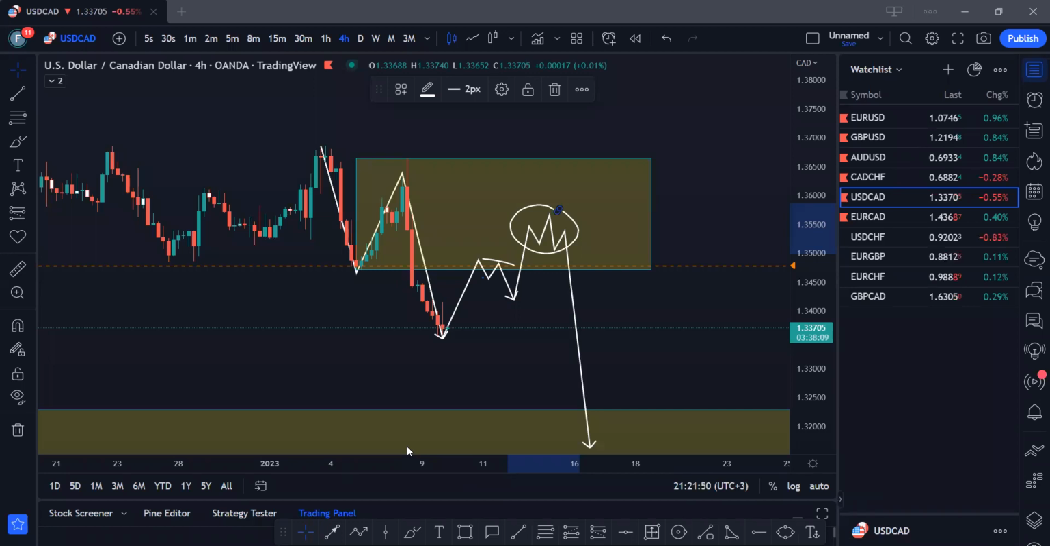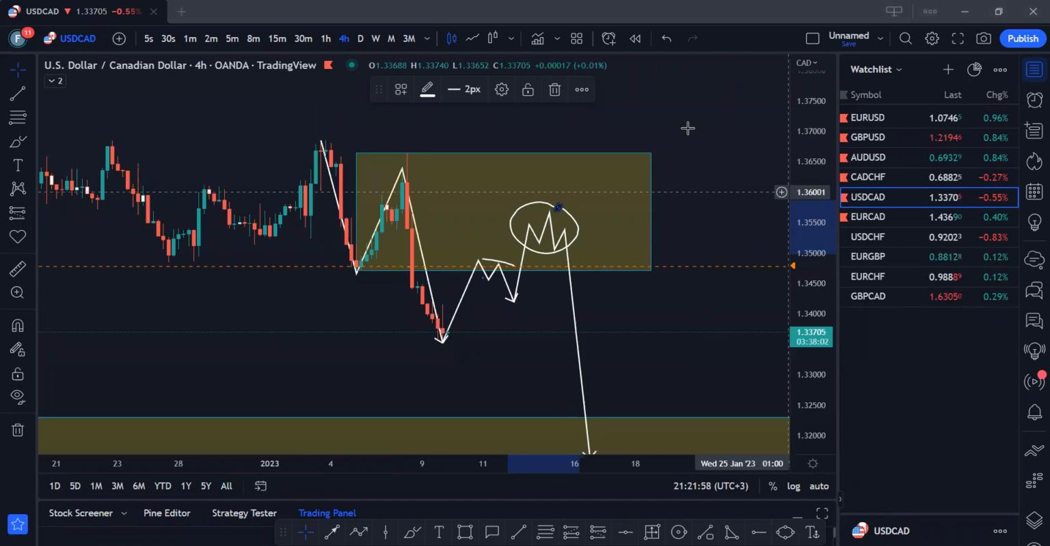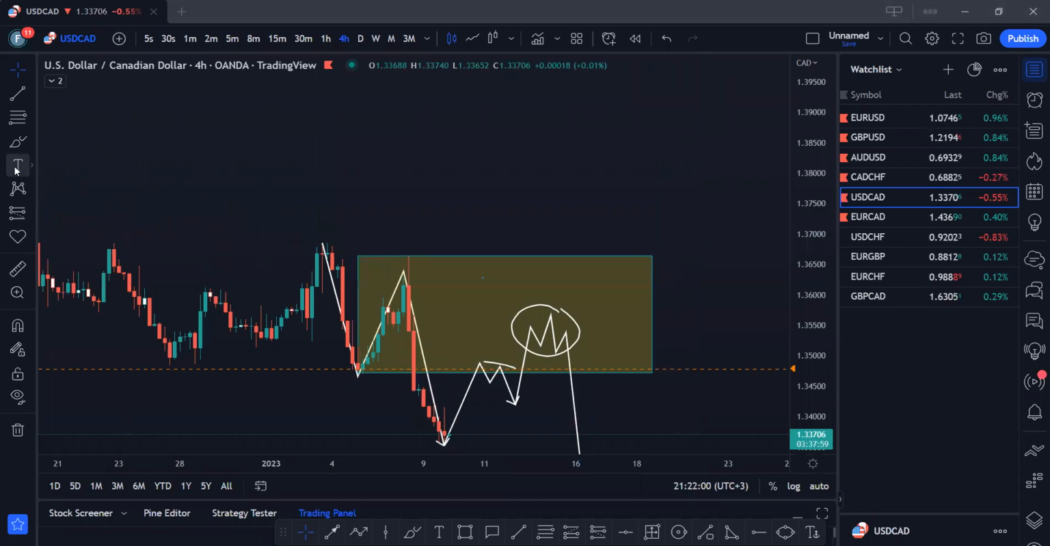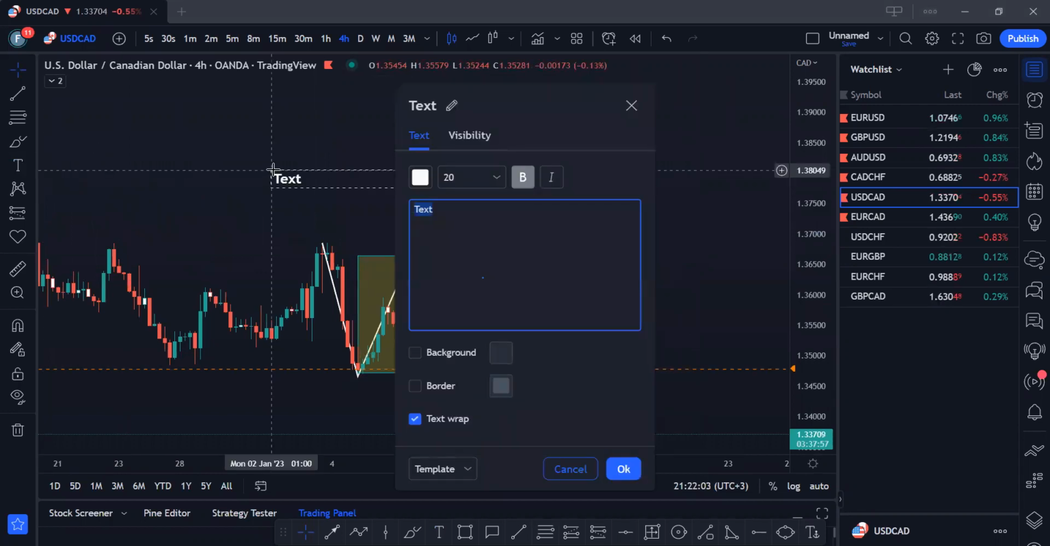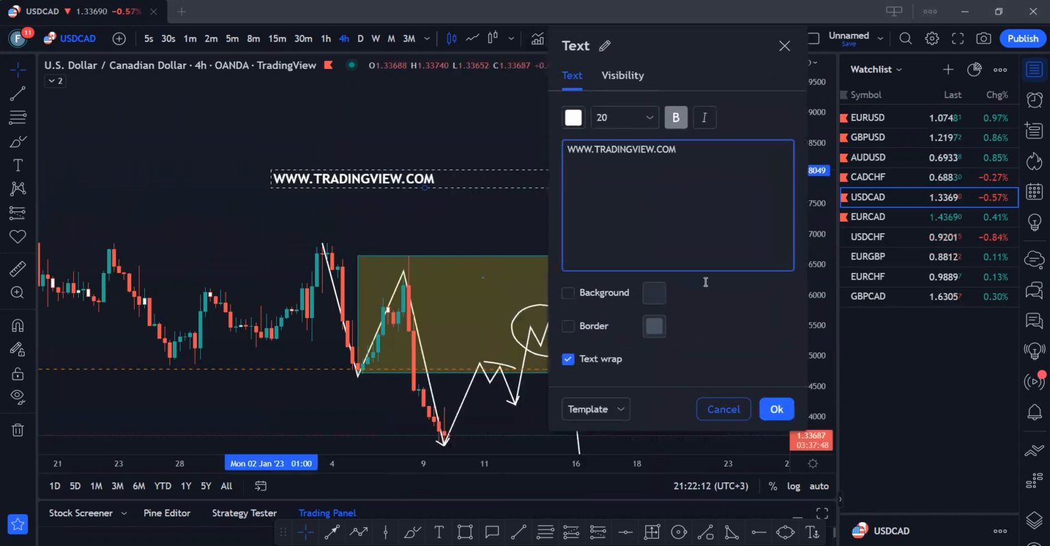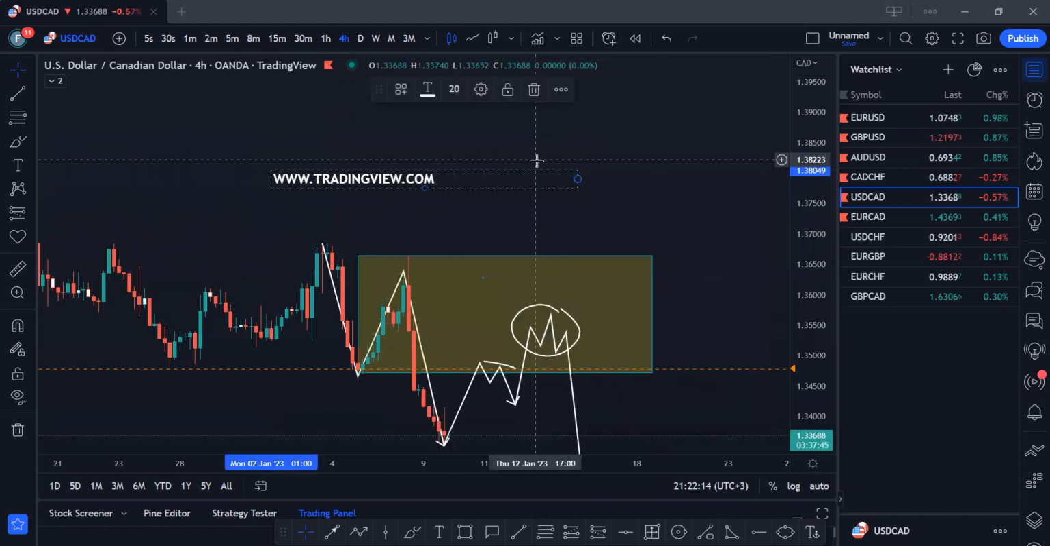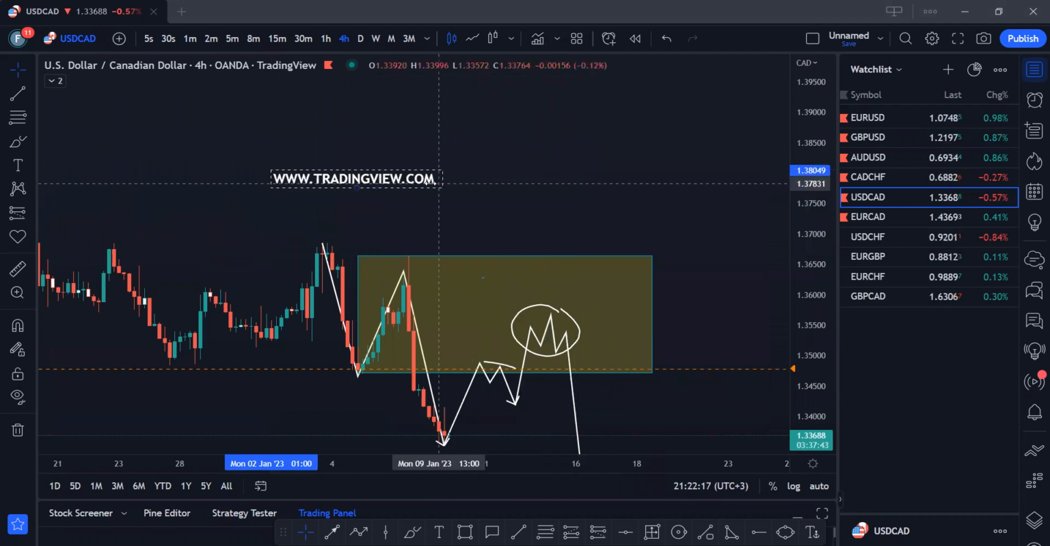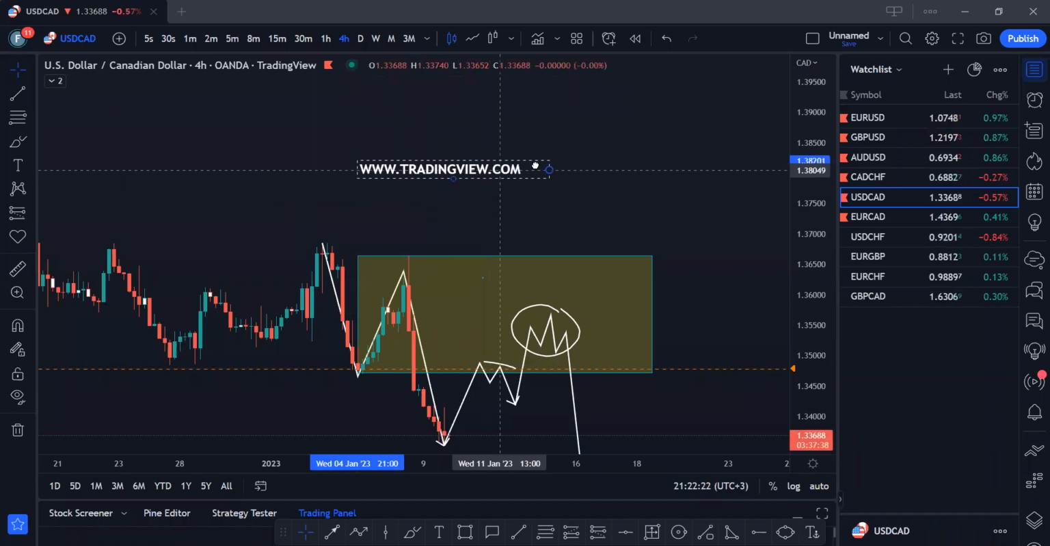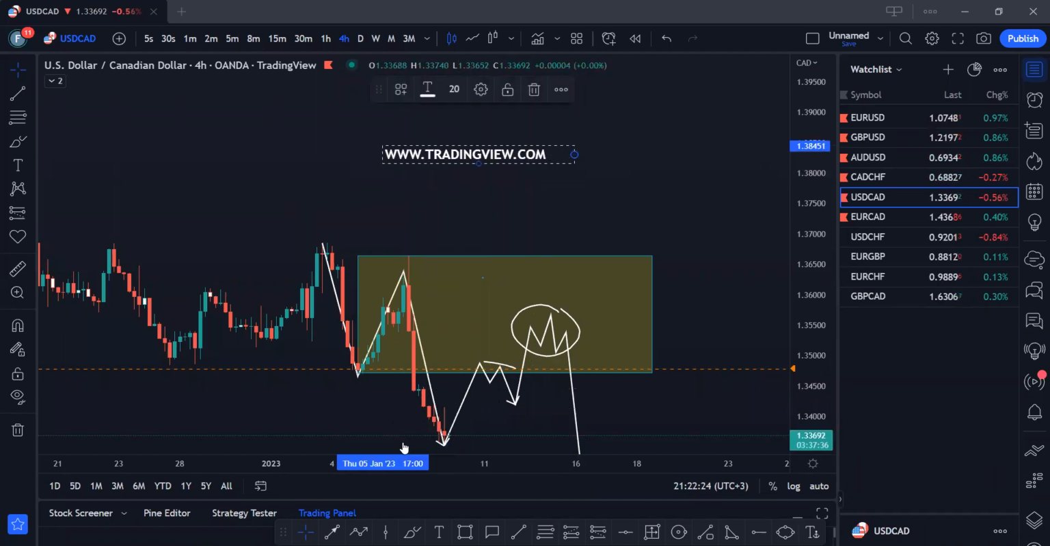Mr. Musa is asking, any suggestion on setting on TradingView? It's free to use TradingView. Right, just go to tradingview.com. All right, it's free to use it. They also have paid versions that give you access to extra features. I'm always on the paid version because I need those features. So I recommend it.